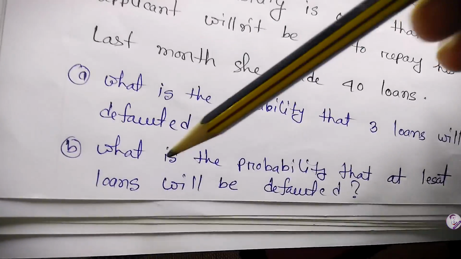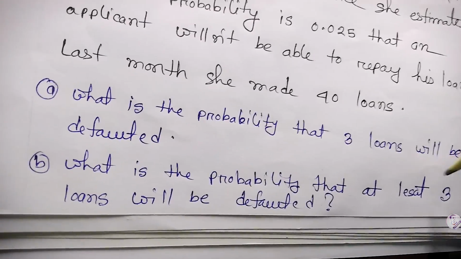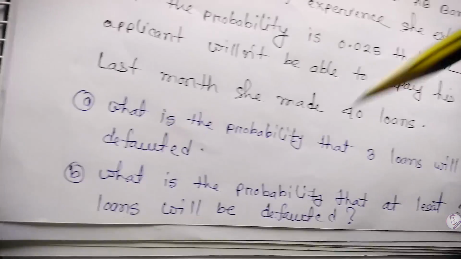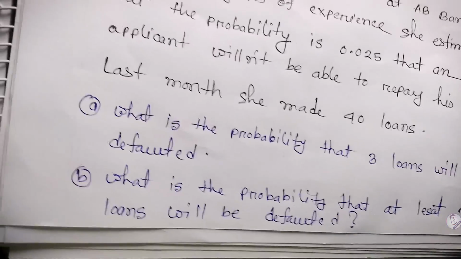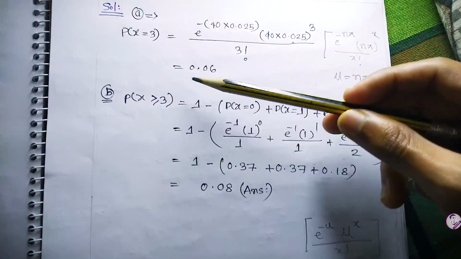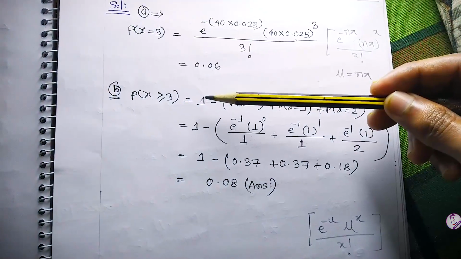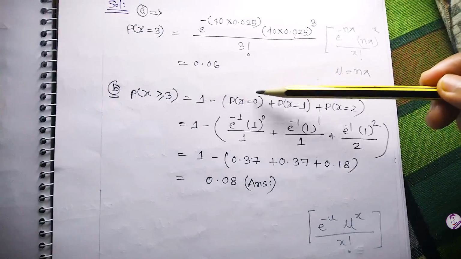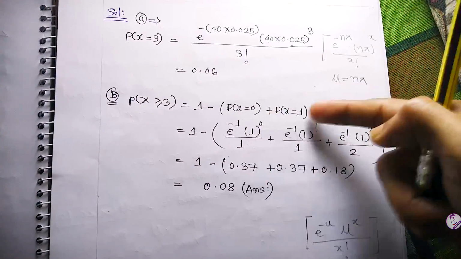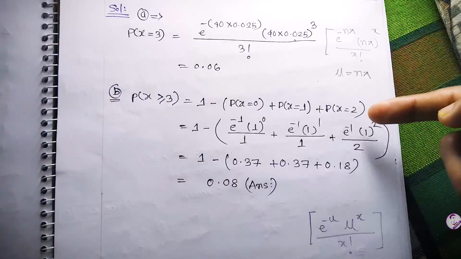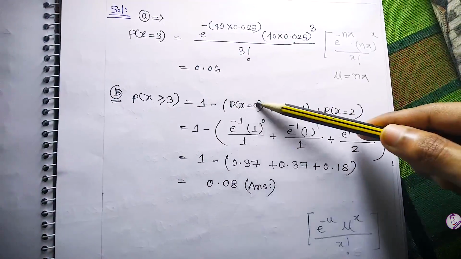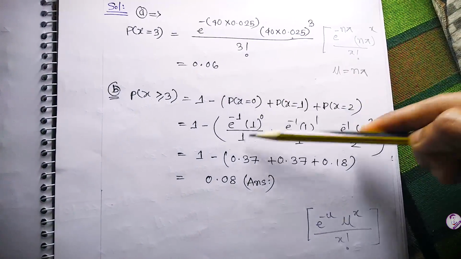See what our question was about: what is the probability that at least 3 loans would be defaulted? At least 3 means 3 or more. So we are finding P when x is greater than or equal to 3. We need 3 or more, so we subtract the values for 0, 1 and 2 from 1. We subtract these three values because we don't need them; we need 3 or more. To find that, we just subtract from 1. And we apply the same kind of formula for 0, for 1 and for 2.